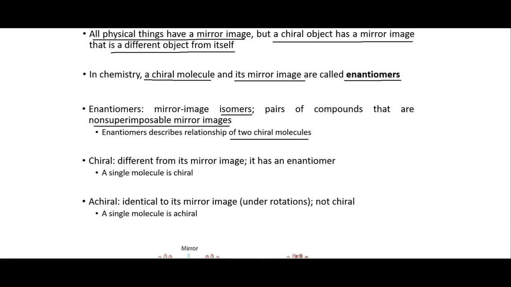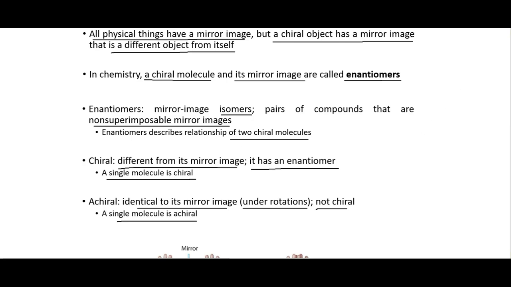So chiral means that something is different from its mirror image. In other words, it has an enantiomer. So again, a single molecule is chiral. We can also have achiral, so it's identical to its mirror image under rotations in the requisite number of dimensions. And so this just means not chiral. So again, a single molecule can be achiral. A single molecule can be chiral, and a molecule that is chiral has a mirror image that is the enantiomer of that chiral molecule.